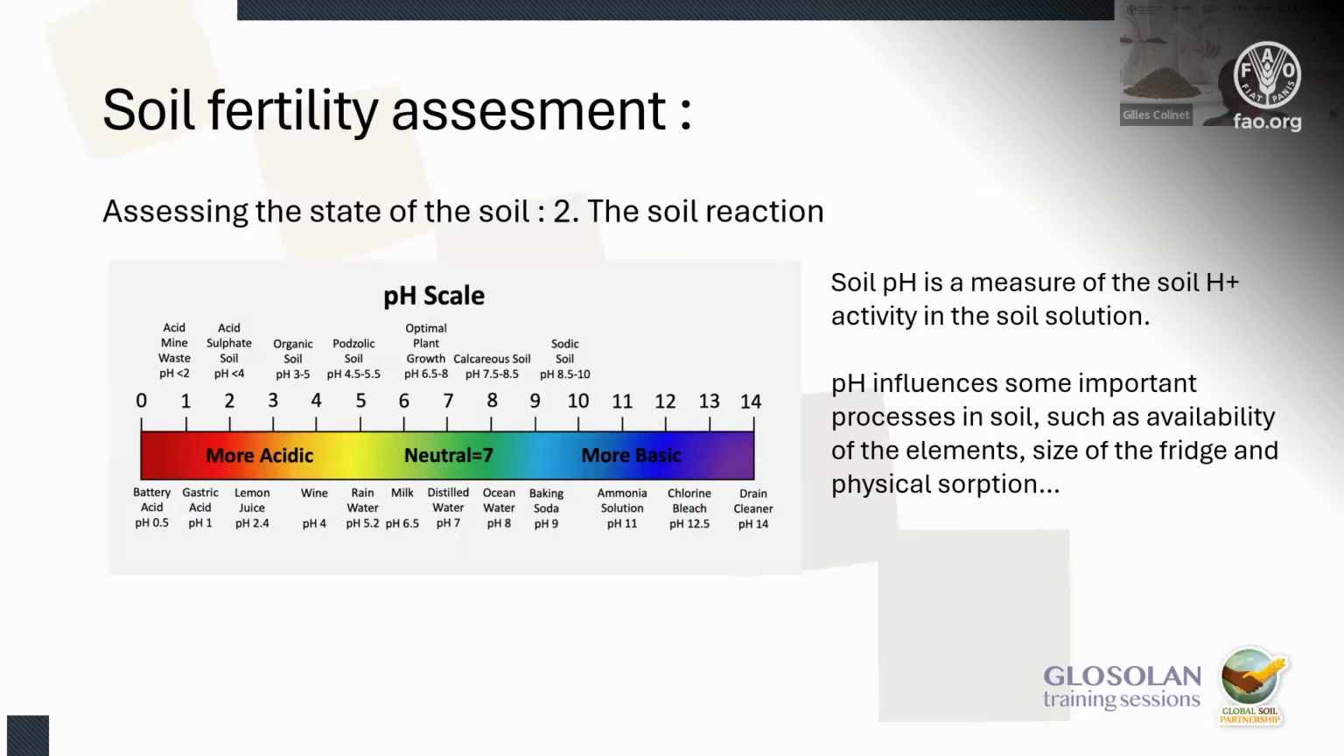So that's the physical, it's the texture, it's the cationic exchange capacity, and of course after that you have the soil reaction, and the most widely used indicator of soil reaction is the pH. So the pH is a measure of the activity of H plus in the soil solution. And pH is very important because it will influence many processes in the soil, such as the availability of the elements, the size of the fridge, and the physical sorption.